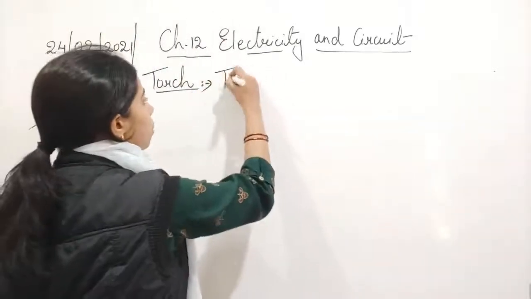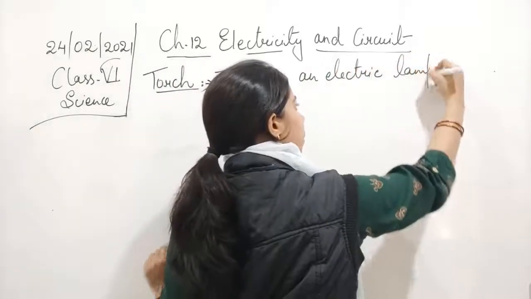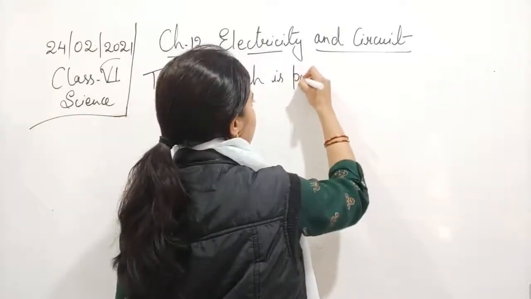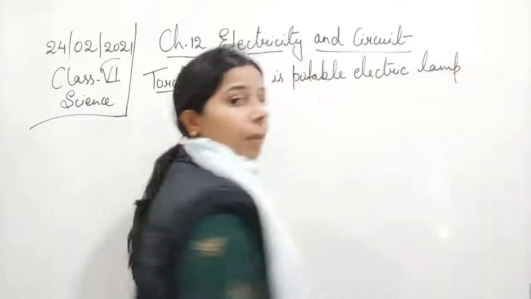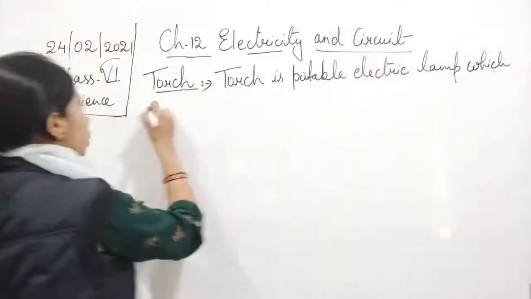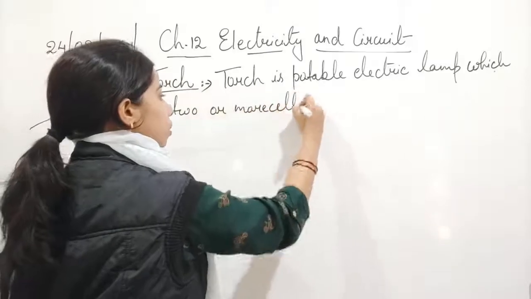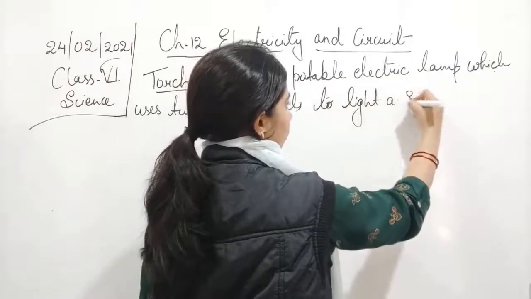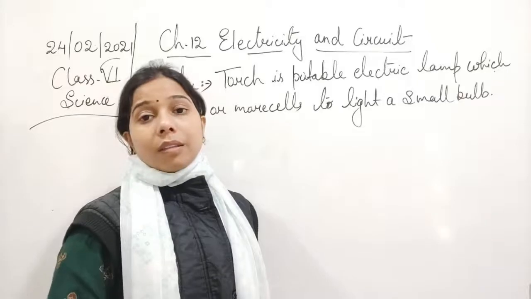So we can say that a torch is a portable electric lamp which uses two or more cells to light a small bulb. Okay, now this torch, what is the use here?